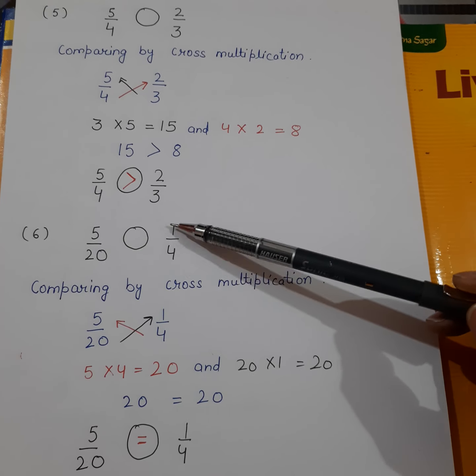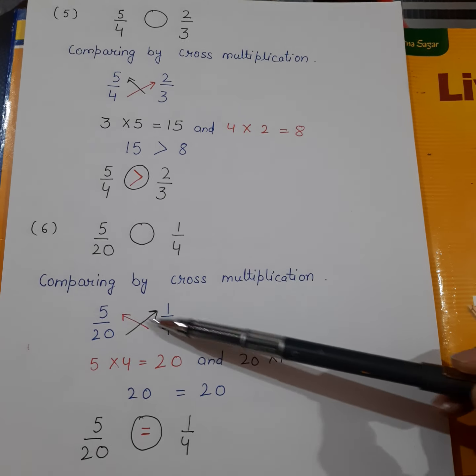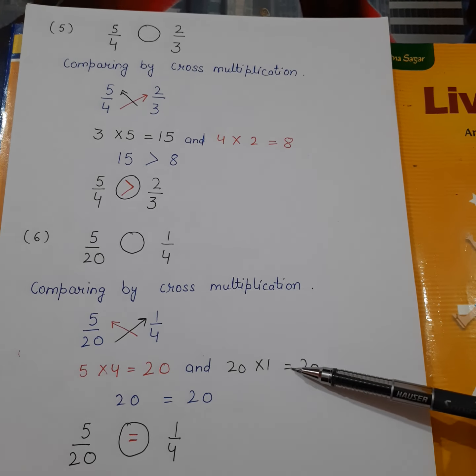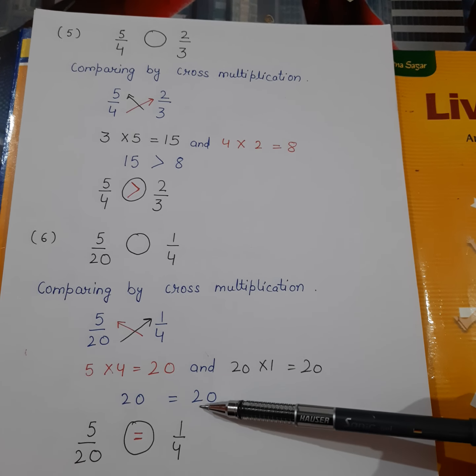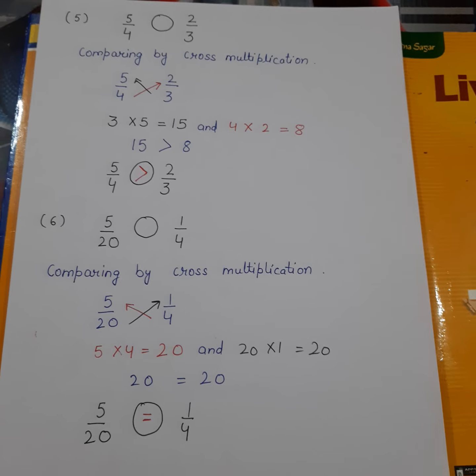Now 5 by 20 and 1 by 4. Again cross multiply. 4 fives are 20 and 20 ones are 20. Which one is bigger? Both are the same, 20 and 20. So the equal sign will come, meaning both fractions are equal.